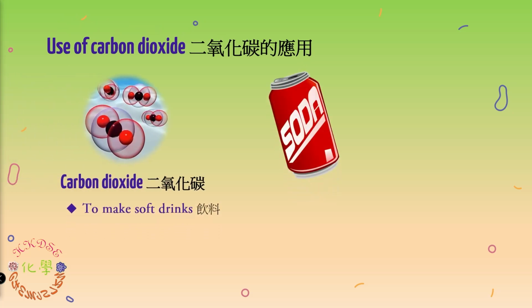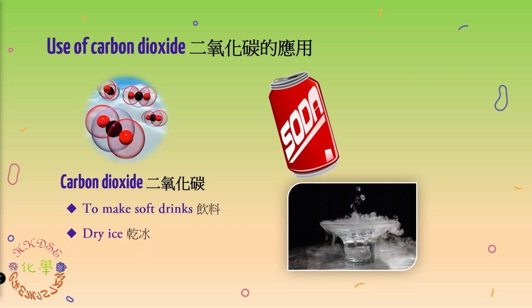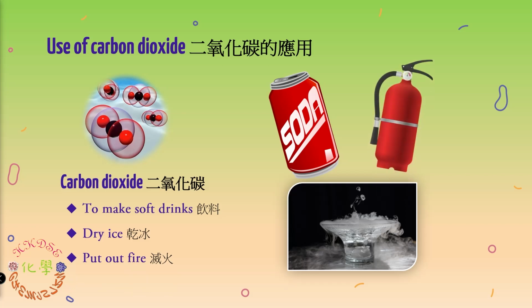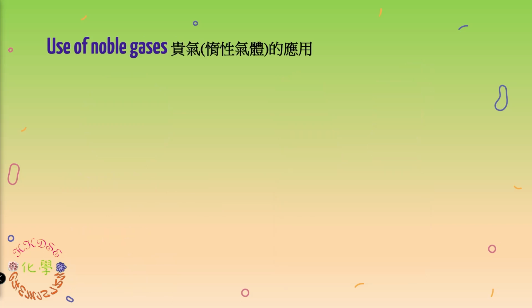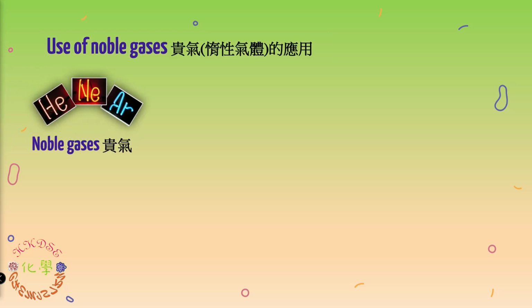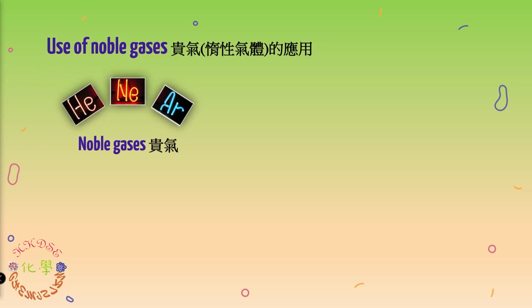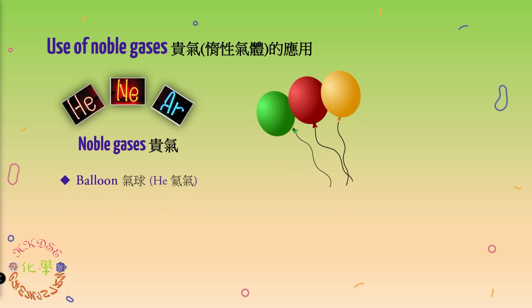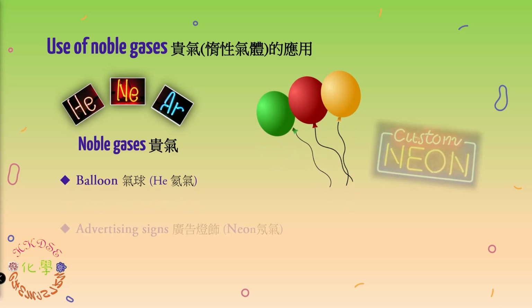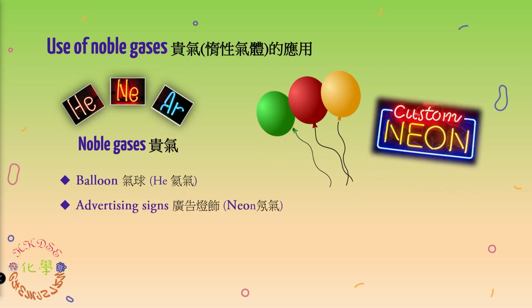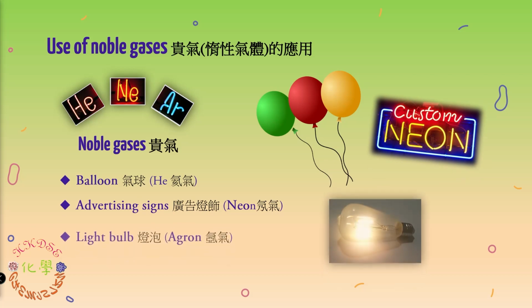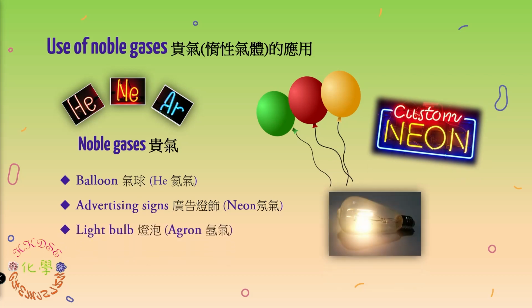Carbon dioxide is soluble in beverages, and can also be used as a freezing material, such as dry ice, and as a fire extinguisher. Noble gas, also known as an inert gas, can be used for balloons, helium gas, advertising lighting, neon gas, and filling gas in light bulbs, argon gas.